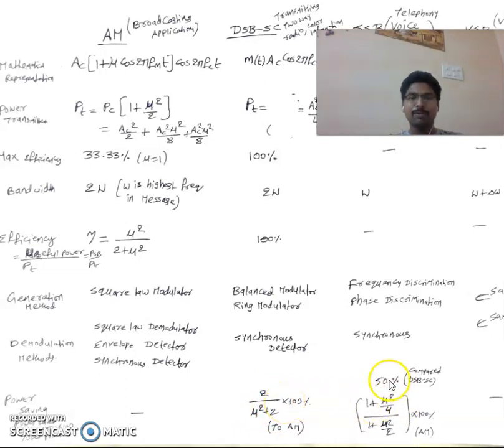Similarly for SSBSC, how much power are we saving? We are saving the carrier power PC, and we are also saving one sideband power, that is PC mu square by 4. So that is the power in the numerator. The denominator is PC into 1 plus mu square by 2. PC gets cancelled, so the formula is (1 plus mu square by 4) by (1 plus mu square by 2) into 100, which is the power saving in SSB. So these are the differences between the different modulation techniques. Thank you.